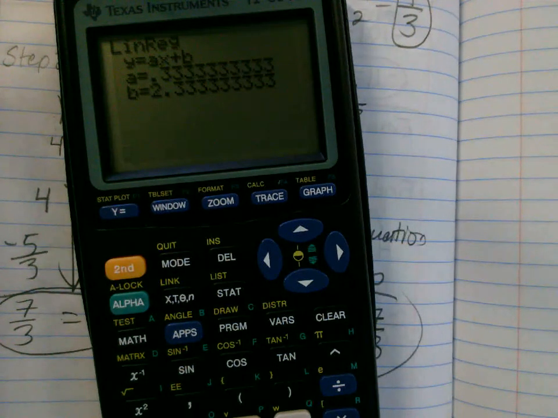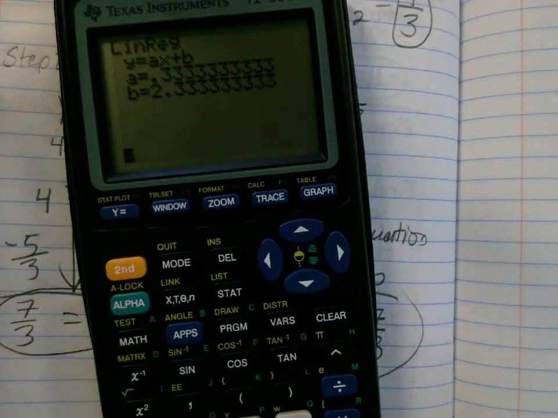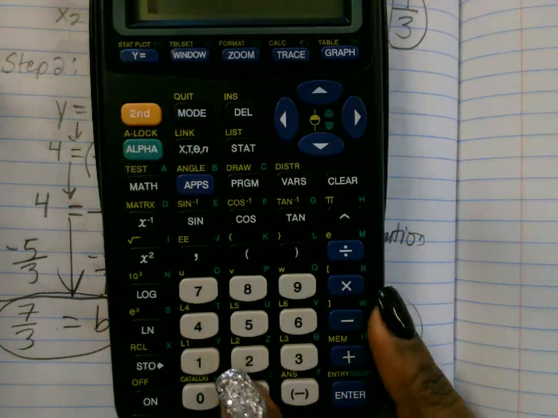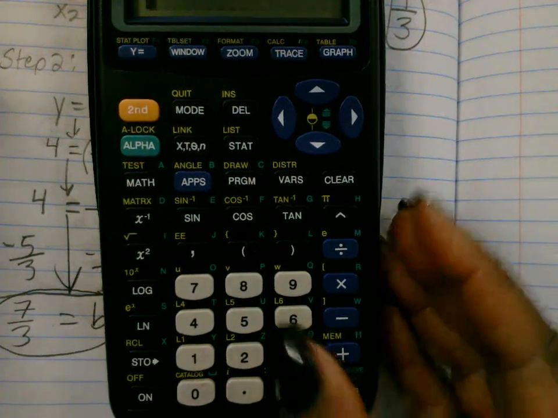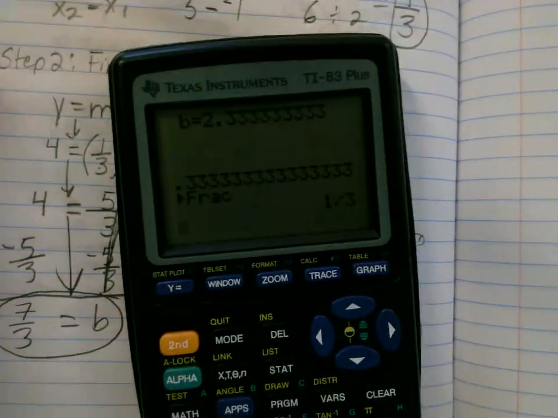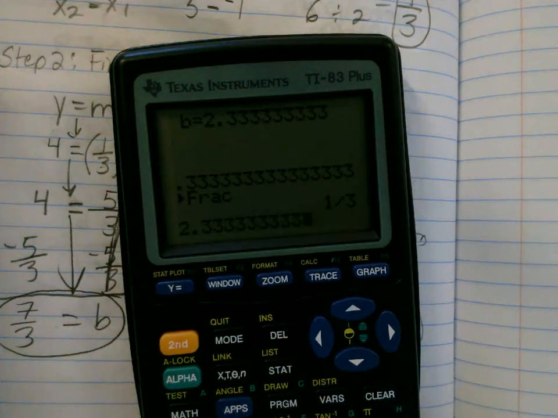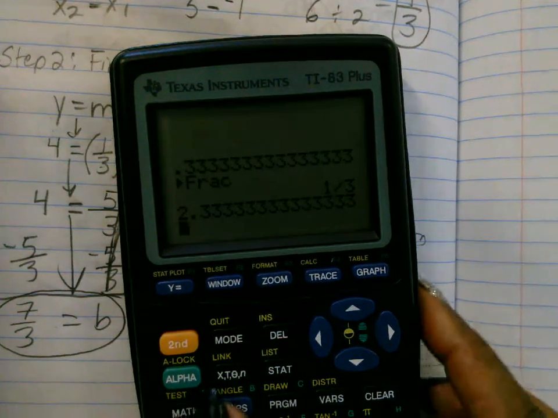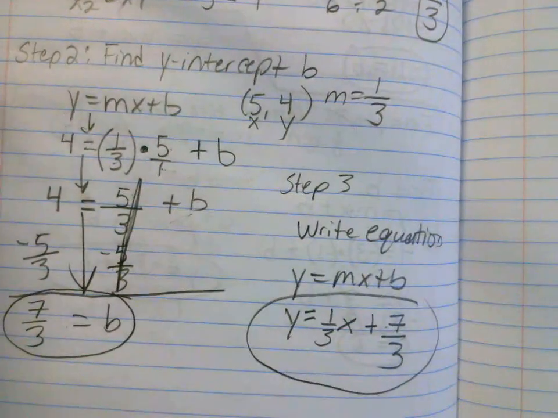All right, so this is my equation. 0.33333. Okay, if I want a fraction, all I gotta do is go all the way to the end of the screen, and then I can press math, enter, enter. It gives me 1/3. If I wanted the other one written as a fraction, 2.3 all the way to the end of the screen, math, enter, enter. It gave us those numbers, 1/3 and 1/7, by doing that.